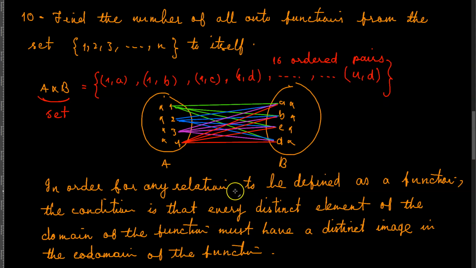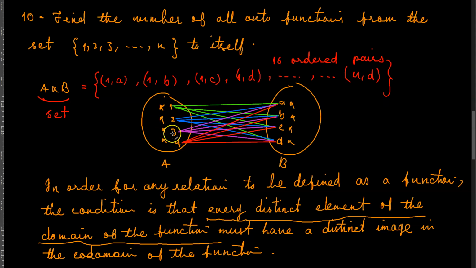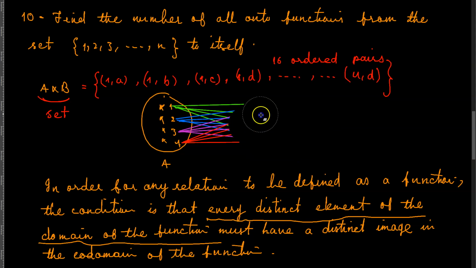Here I'm saying that every distinct element of the domain of the function, which are basically 1, 2, 3, and 4, each and every one of these needs to have a distinct image in the codomain of the function. And so what that means is that, let's say that I pick a subset of the Cartesian product of A and B, as follows.